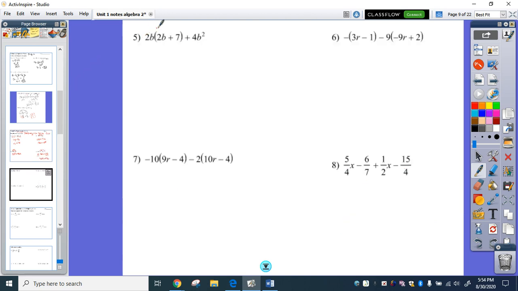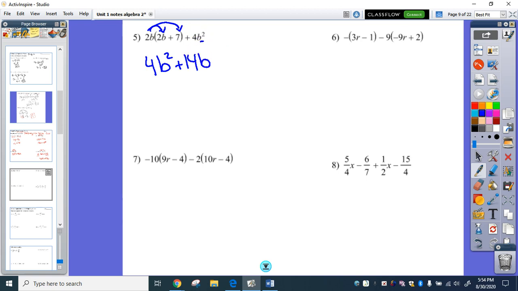So in problem number 5, let's switch colors here. That red's getting a little annoying. So if we go ahead and do the 2b, we're going to distribute the 2b, but we only distribute to what's in parentheses. So 2b times 2b would be 4b squared, b times b, remember. 2b times 7 would be 14b.